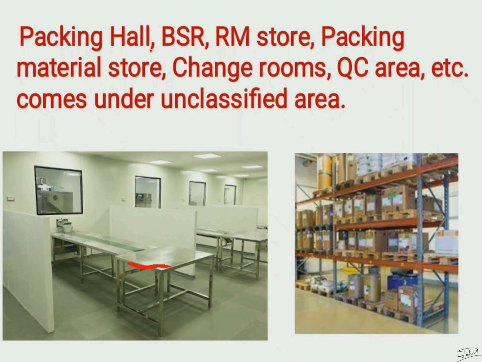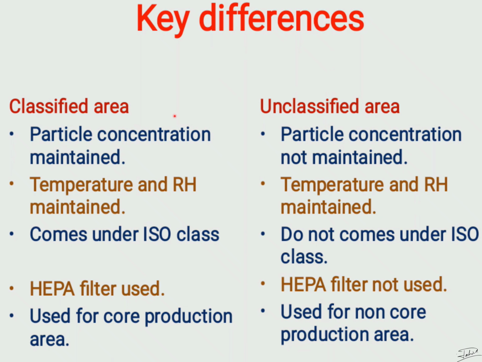So packing hall, BSR, raw material store, packing material store, change room, QC area. These are examples of unclassified areas. So what are the key differences between these two?